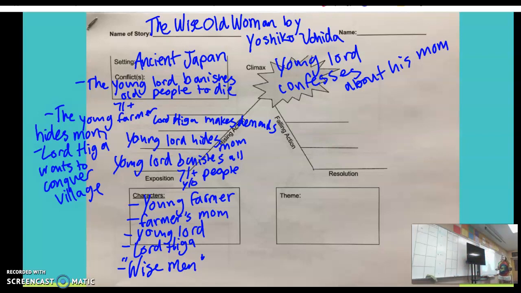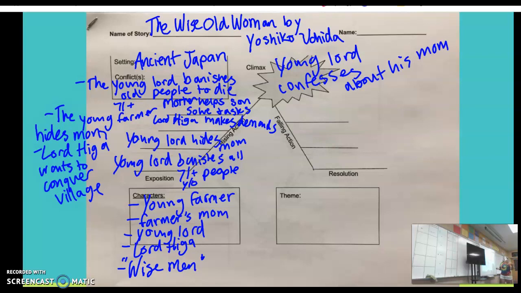The wise people can't solve it, but mother can. So mother helps son solve tasks. So, and then of course we know he solves all three and gets money, and then the Lord is finally like, how are you so much wiser than all these other guys? He confesses, it's actually, I've been hiding my mom.